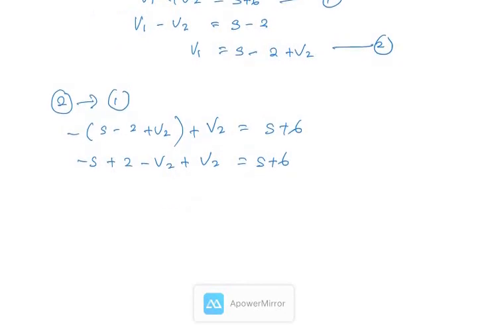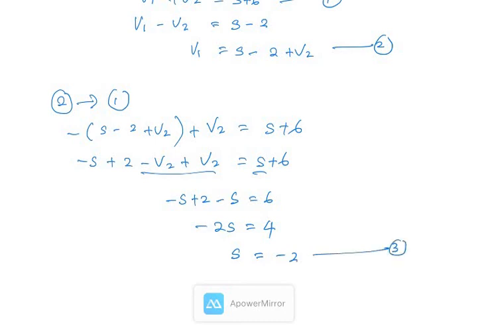I solve this one. This one cancels. Negative s plus 2 equal to s plus 6. I bring the s to the left hand side. So minus 2s equal to 6 minus 2, you get 4. And then s is equal to negative 2. So this is equation number 3.